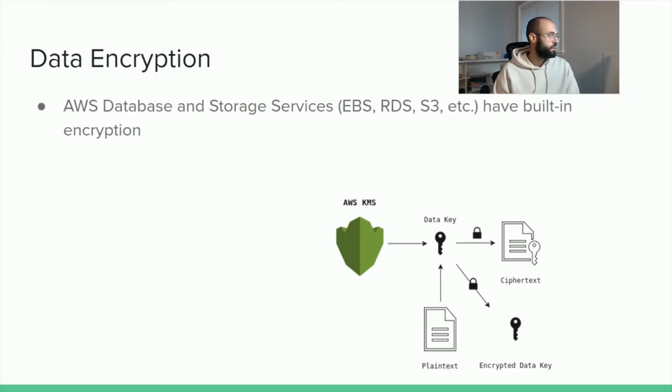So next thing we want to talk about quickly is data encryption. Now, AWS offers multiple levels of encryption, including client-side and server-side. You can choose if you want to encrypt the data in transit.